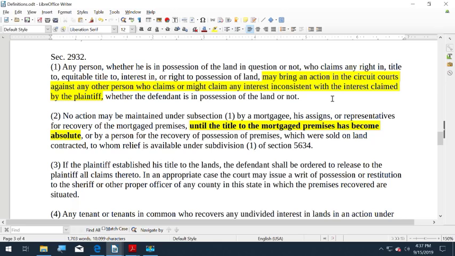So no action may be maintained under this section by a mortgagee, that'd be the people that said they lent you the money, his assigns or representatives for recovery of a mortgage premise, until the title to the mortgage premise has become absolute, or by a person for recovery of possession of premises which were sold on land contract to whom relief is available under subdivision 1 of 5634. So there are times that you couldn't do this, but how do you find out?